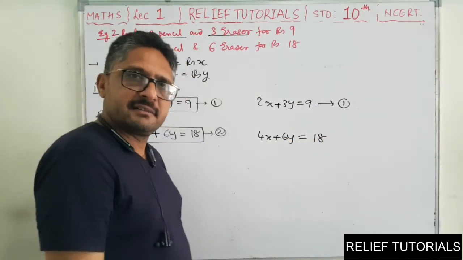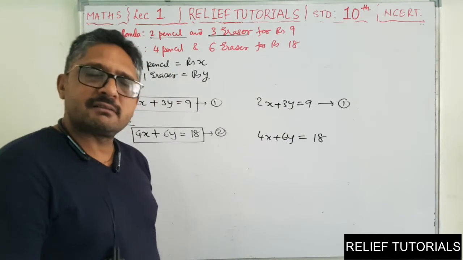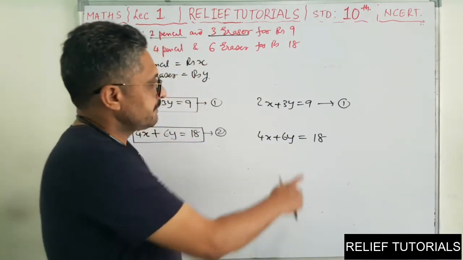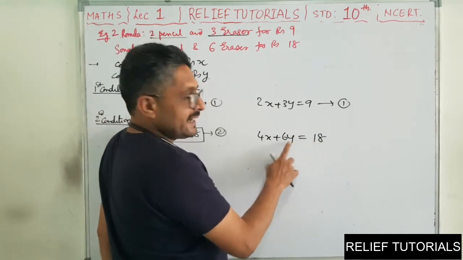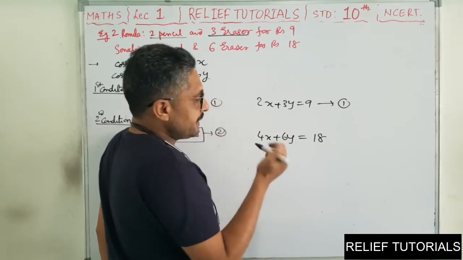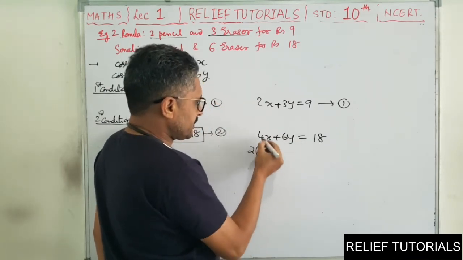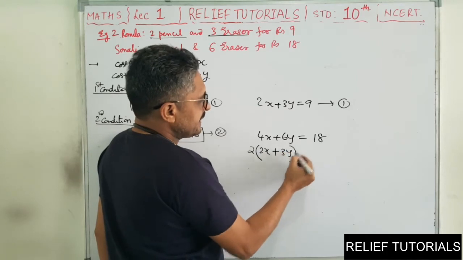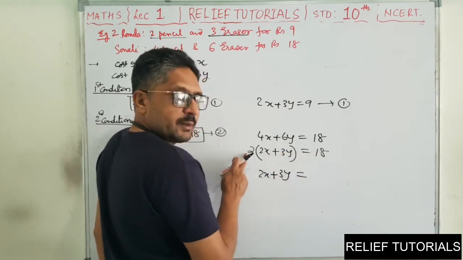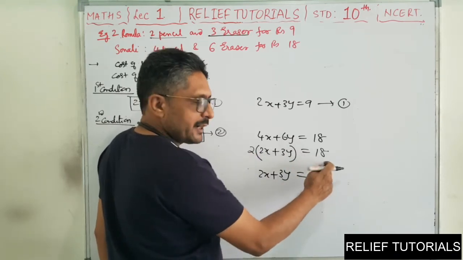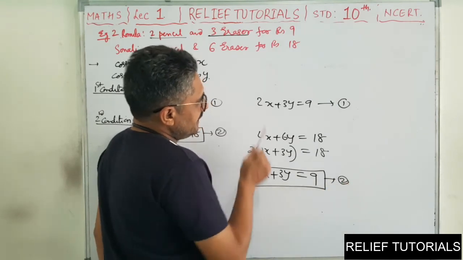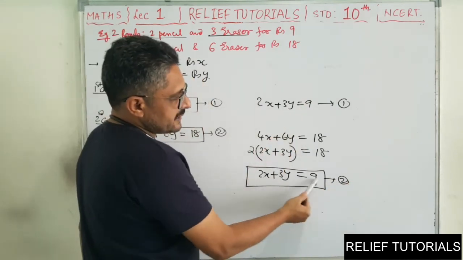I can say what type of equations they are. They are coincident lines. Sir, how? See, you can take common or you can divide each term by 2. Taking common or dividing each term is the same. Now okay, come on, you take 2 common. So you get 2(2x plus 3y) is equal to 18. Or you can say 2x plus 3y is equal to 18 by 2, what will you get? 9. See, this is equation 2. 2x plus 3y equal to 9, 2x plus 3y equal to 9.